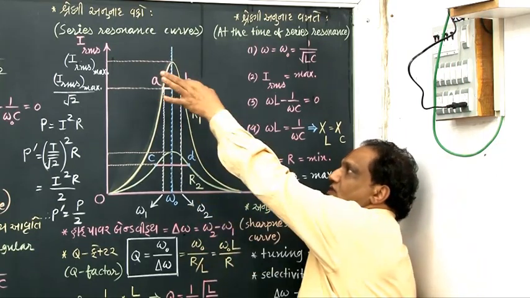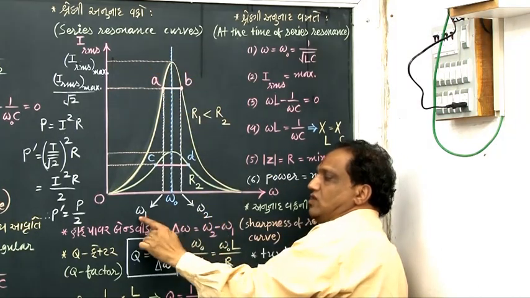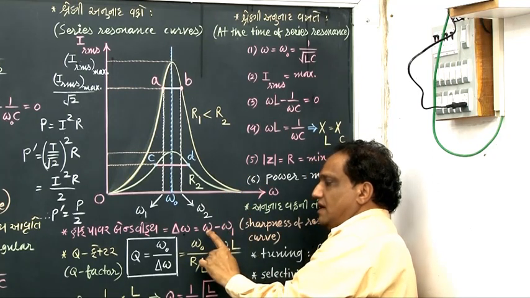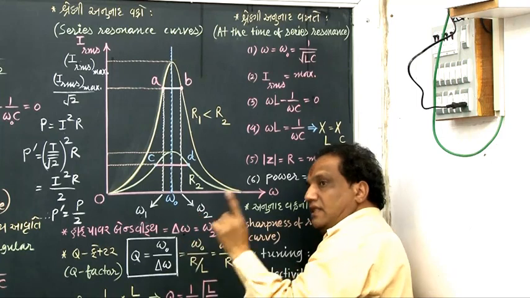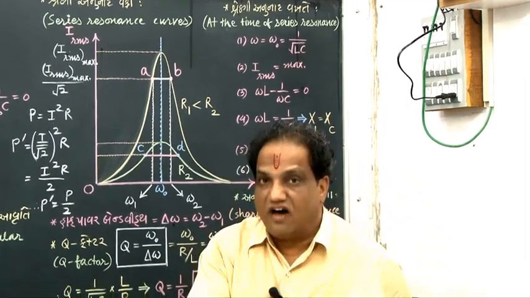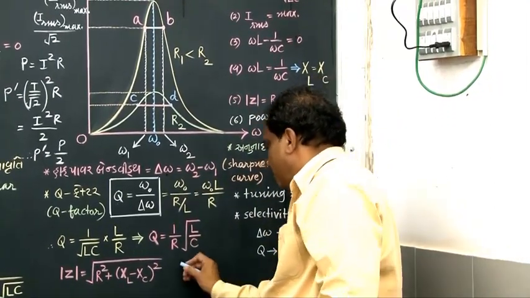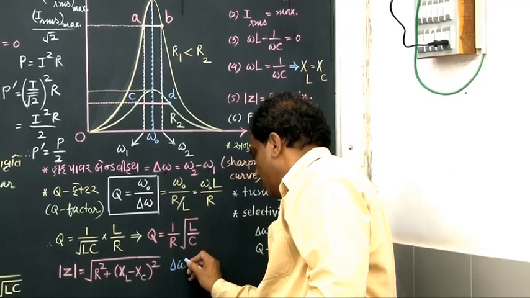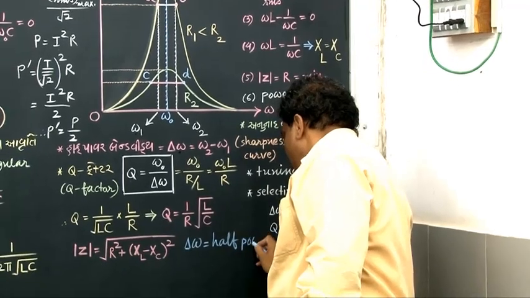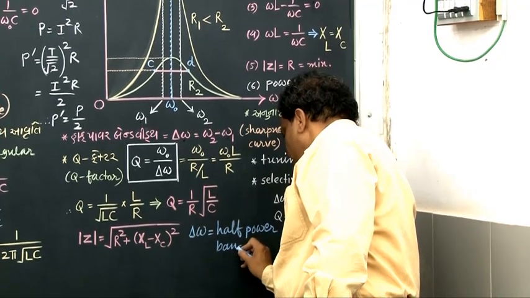Now, if you want to find out this much width, how much AB, then you should take omega 2 minus omega 1. And that omega 2 minus omega 1, it is delta omega, and that delta omega is given specific name. That specific name is half power bandwidth. Delta omega is called half power bandwidth.